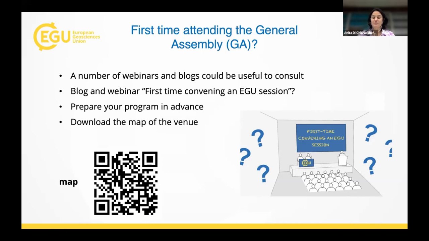And to be honest, after 2 years online, I really look forward to being in person. And if you are participating online, you should not be excluded. There are a series of activities as well for you. And I also recommend, if you're coming in person, to download the map of the venue as a first-timer. It could be a little bit overwhelming finding your way around the Vienna Center.